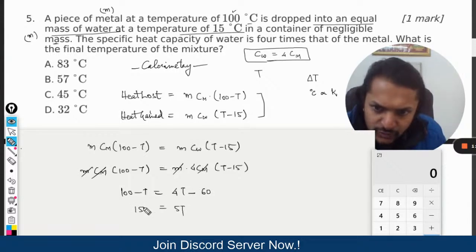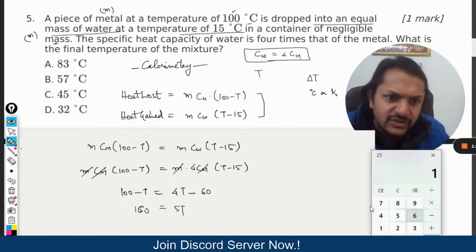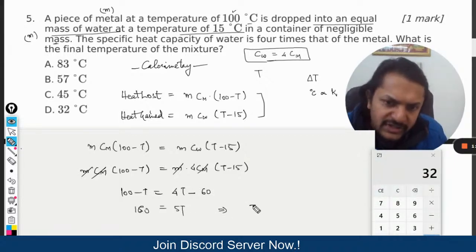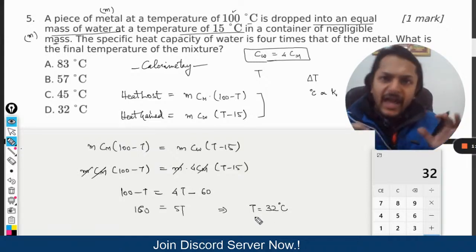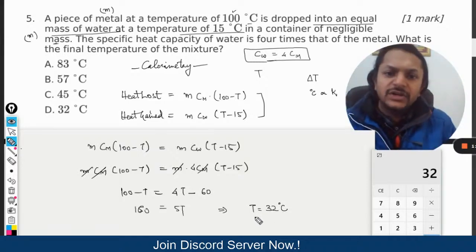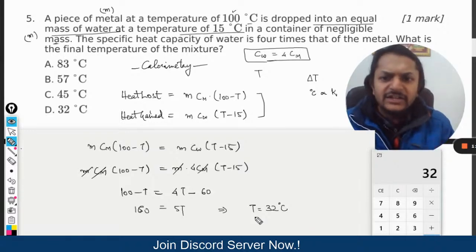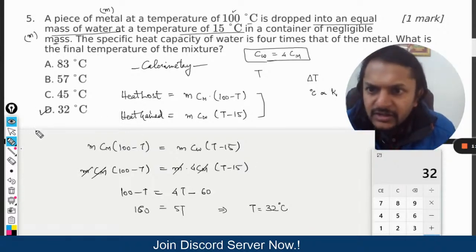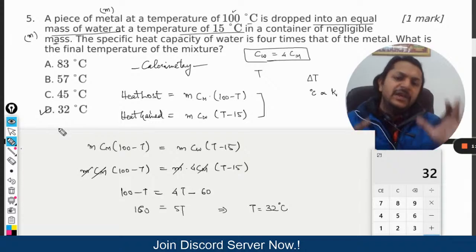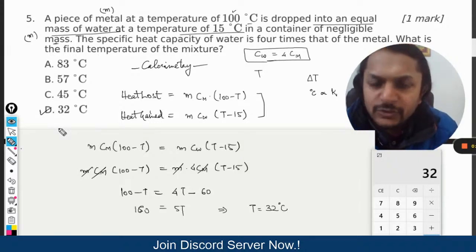5T is equal to 160. So it's 160 divided by 5, that is 32. It means that the temperature now is 32 degree C. We have got the answer in degree C only because we were using the centigrade scale and we were not putting the values in Kelvin. So this is how we will solve this question, my dear students.